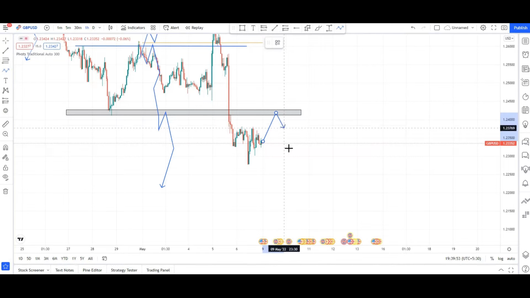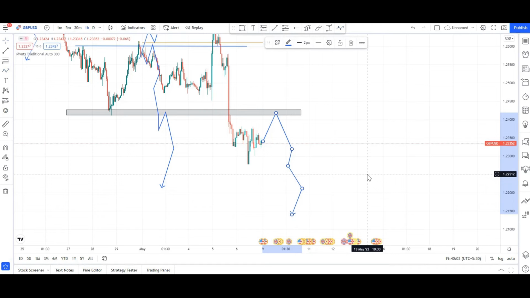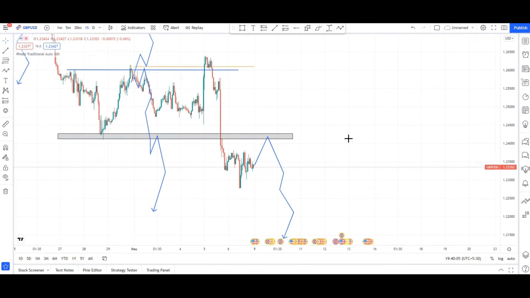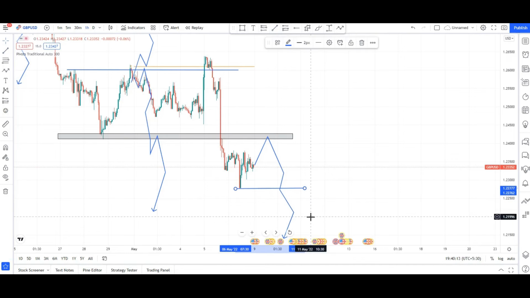If once again it goes and takes resistance, then your first target will be here guys. Second target you can take up till here only guys, a small target. Third will be here, fourth target. Okay guys, these are the four targets you can go for guys. If it consolidates in flow, then it breaks, then only you can go for these two targets.